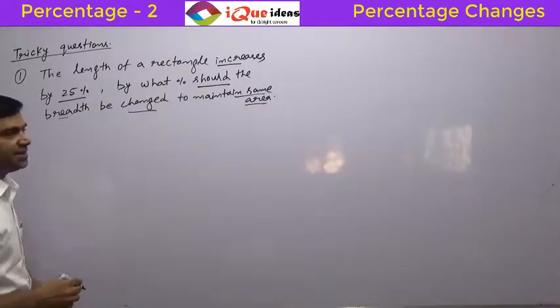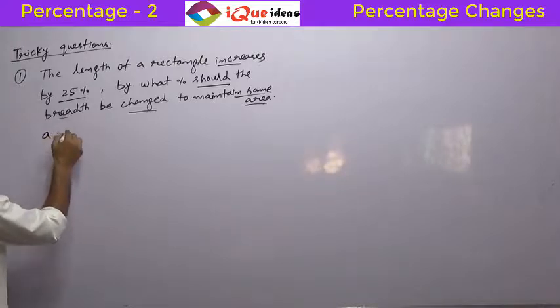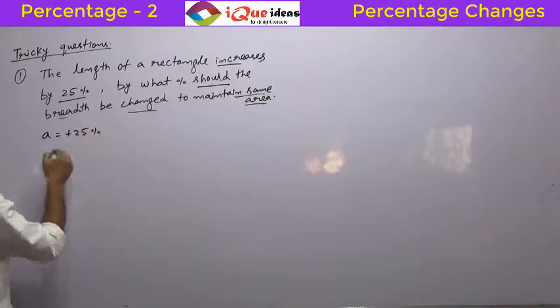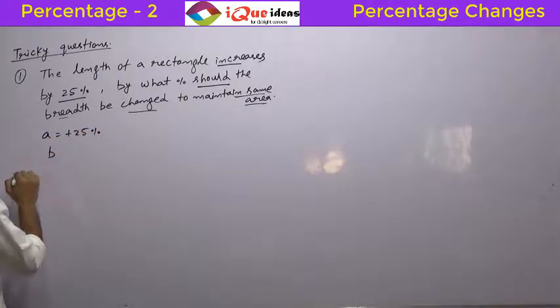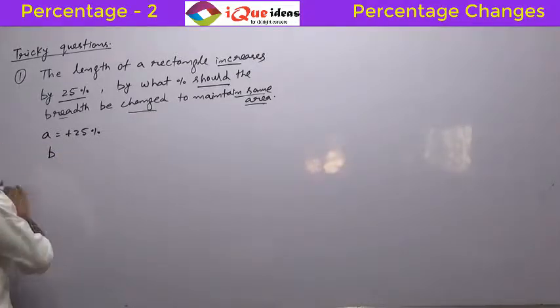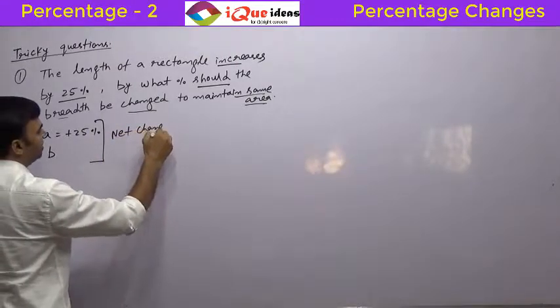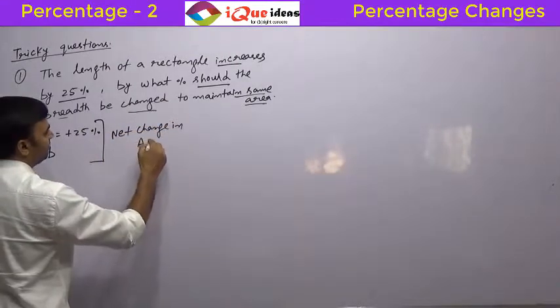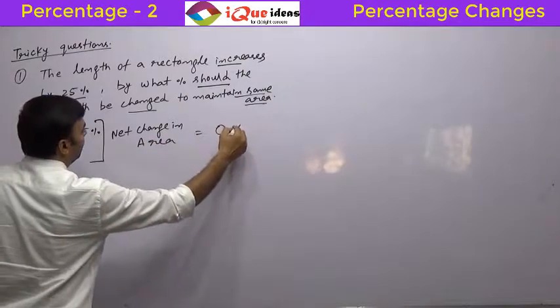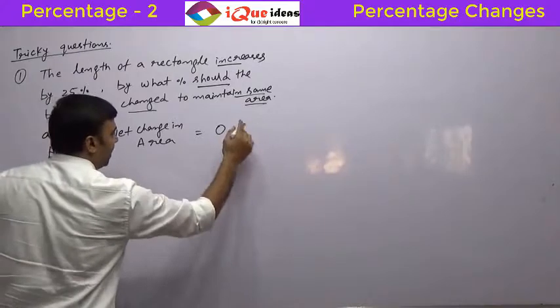One is the direct successive change method. Here, change in length is A, that is plus 25%. Change in breadth is B. We don't know how much it is, right? So let it be just B. And the net change in area is given as 0. Why 0? Because it's the same area. So no change. No change means 0% change in the area.